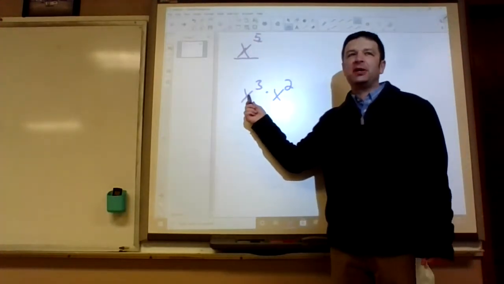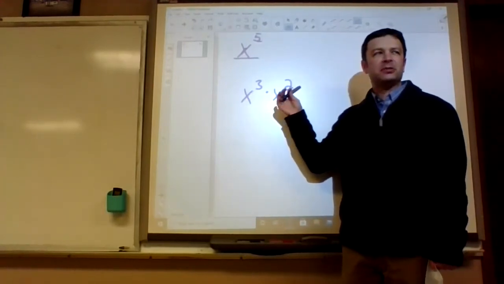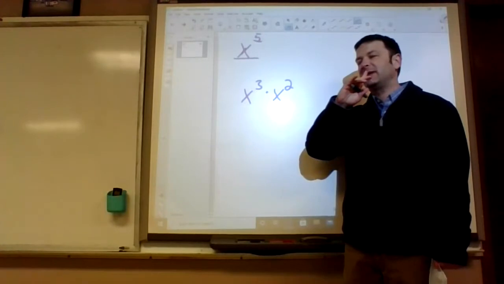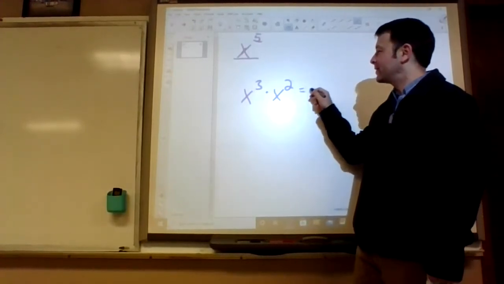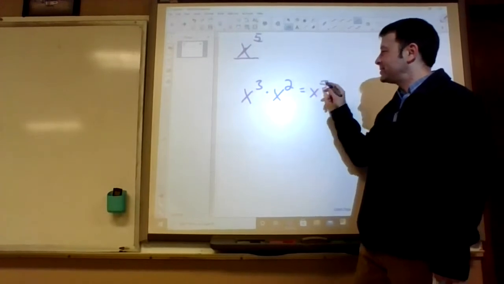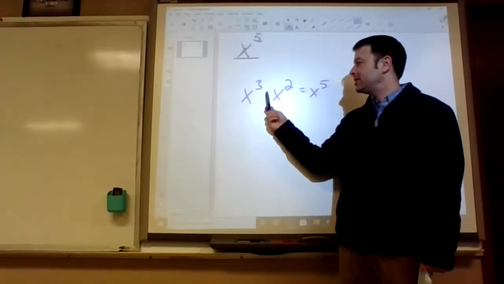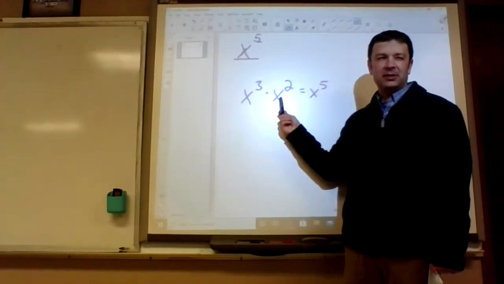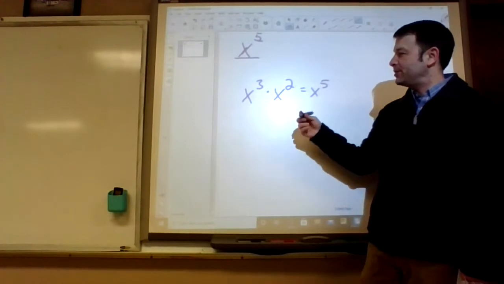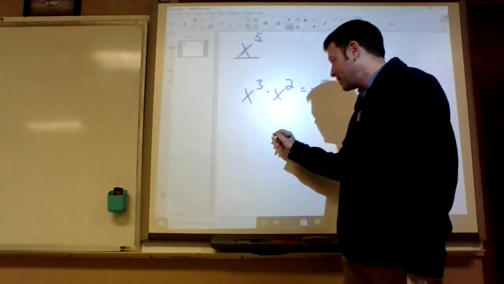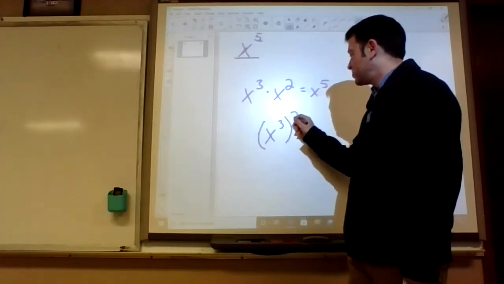Raise your hand, who knows what x to the third times x squared would be equal to? Trey: x to the fifth. Why is it x to the fifth? Because this means x times x times x times x times x, so you're just multiplying 5 x's together. When you multiply the same base, you add the exponents. You remember that?